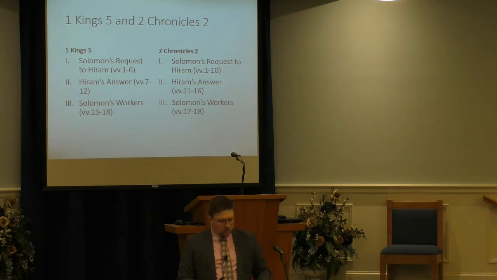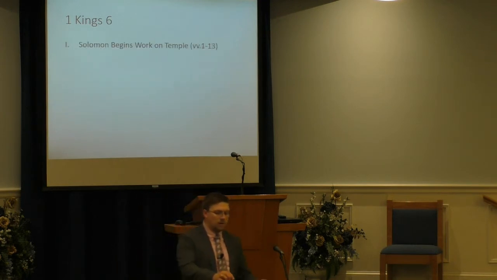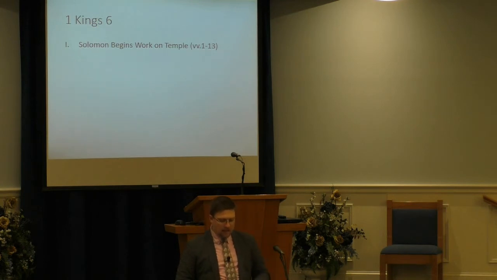Now let's go to 1 Kings chapter 6. We're going to actually see the temple construction get underway. Solomon's beginning work here in chapter 6 and in verse 1. It came about in the 480th year after the sons of Israel came out of the land of Egypt, in the 4th year of Solomon's reign over Israel, in the month of Zib, which is the second month, that he began to build the house of the Lord.